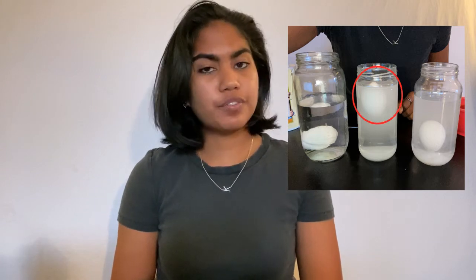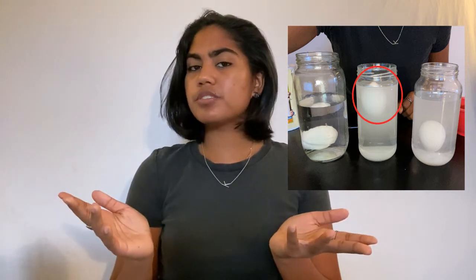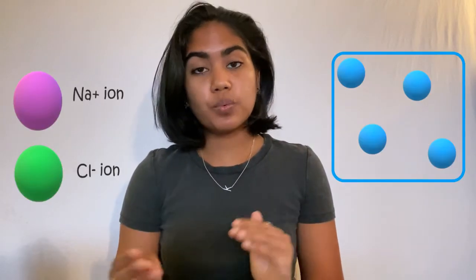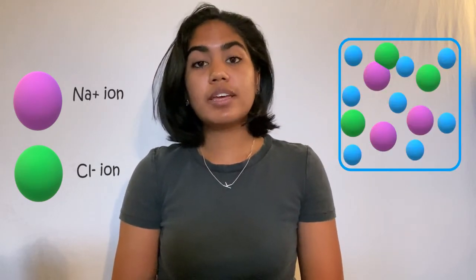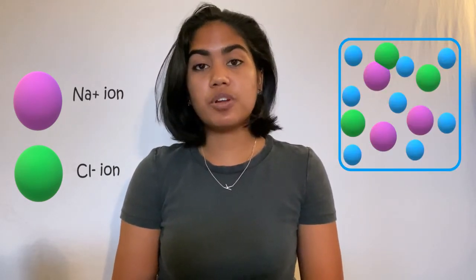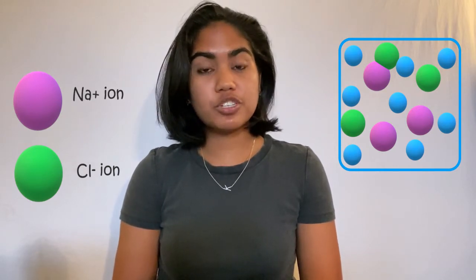But when we added salt to the water, the egg floated on the surface. What caused this change? By adding salt to the water, the sodium and chloride ions that make up the salt dissolved in the water and filled up the tiny gaps between the water molecules. This increased the mass of the solution without changing the volume that much. When there's enough salt added to the water, the density of the solution is now higher than the density of the egg, so the egg floats on the surface.